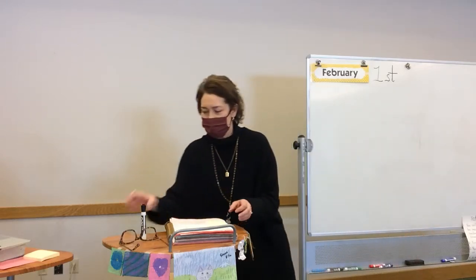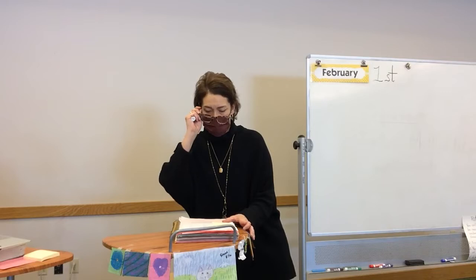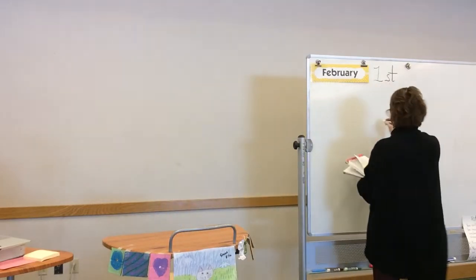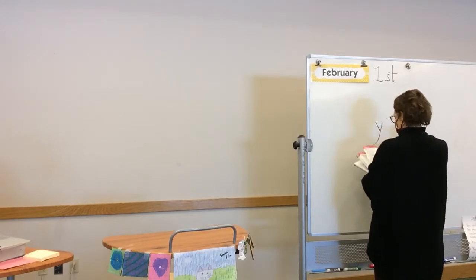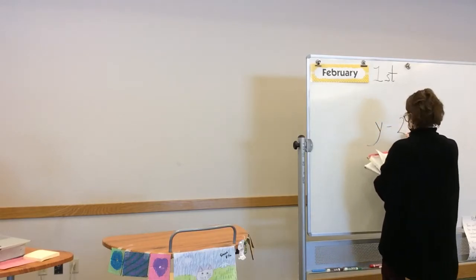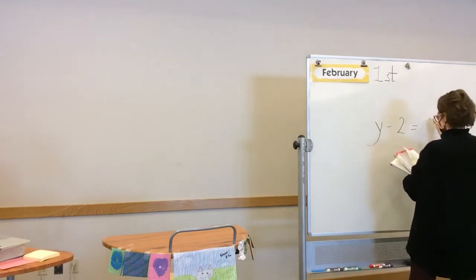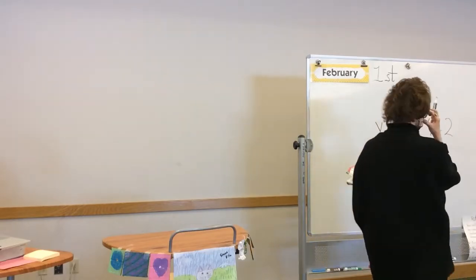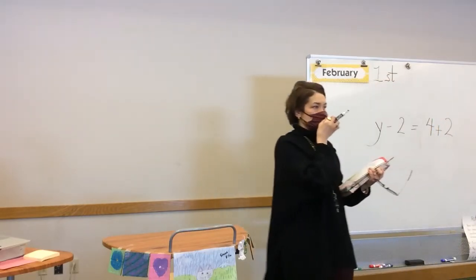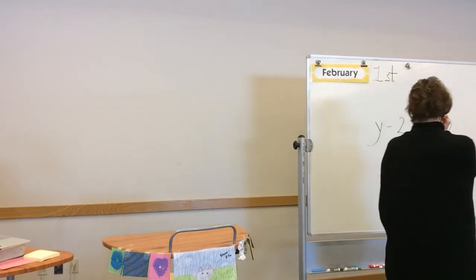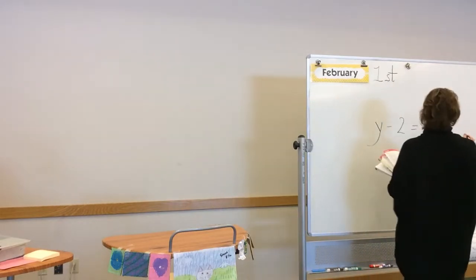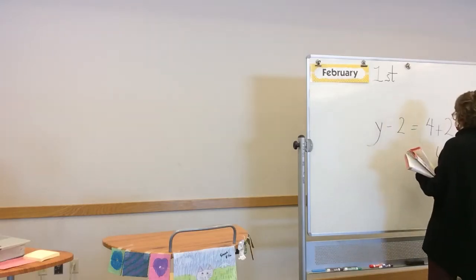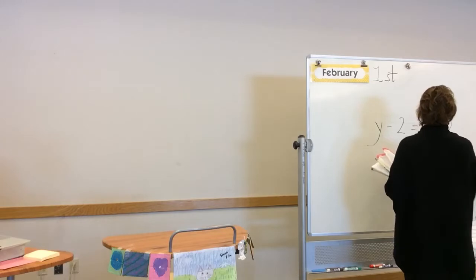Yes, very good. So let me put mystery letter. So, Grayson, what side is the side that we know? Y minus 2 or 4 plus 2? 4 plus 2. Very good. And what is 4 plus 2? Grayson. 6. Good. We're going to write 6 down below. So we have determined that.